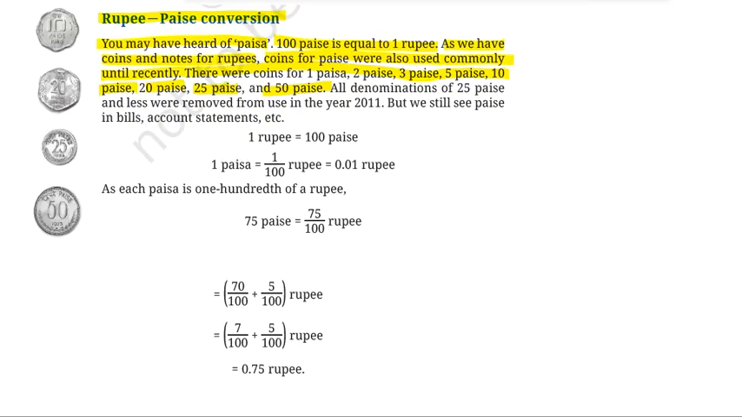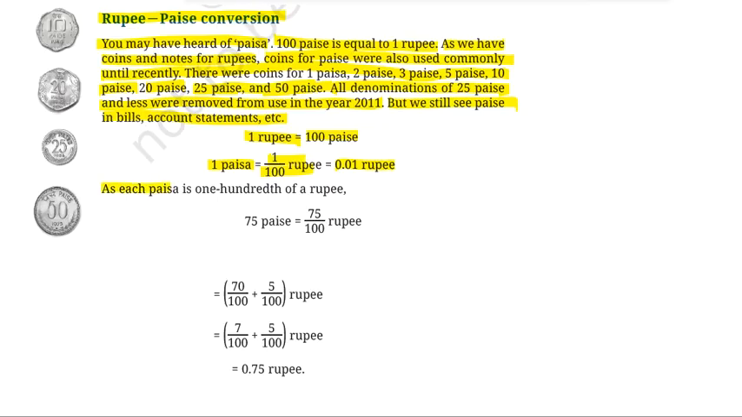So I have seen these types of coins and maybe my parents have seen all these types of coins as well. All denominations of 25 paise and less were removed from use in the year 2011, but we still see paise in bills, account statements, etc. So what is the conversion unit? 1 rupee is equal to 100 paisa. And 1 paisa would be equal to 1 over 100 rupees, or alternatively we can say 0.01 rupee.